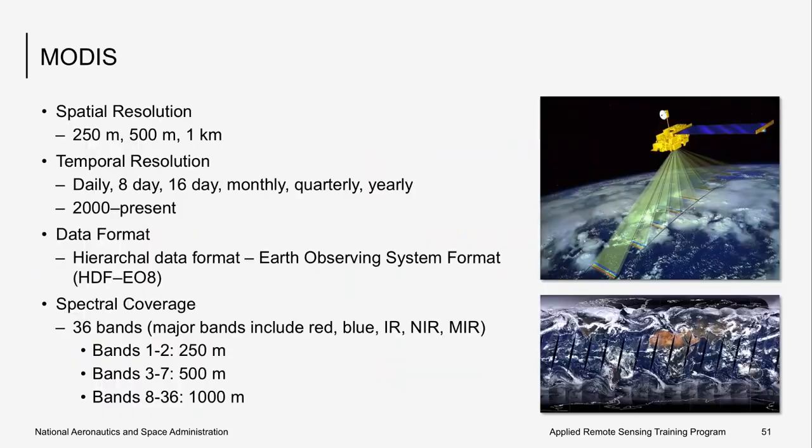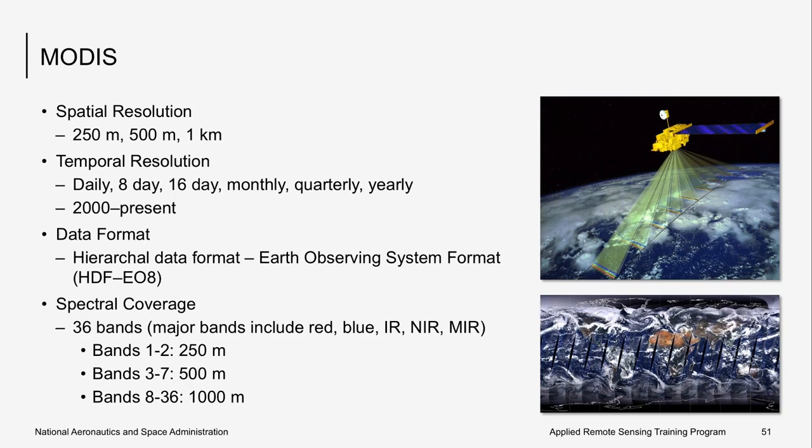MODIS is one of the key imaging instruments for NASA, and it's designed to measure large-scale global dynamics across land, oceans, and atmospheres. It's flying on 2 satellites, the Aqua and the Terra, and they capture imagery of the same area on Earth just at different times of day.